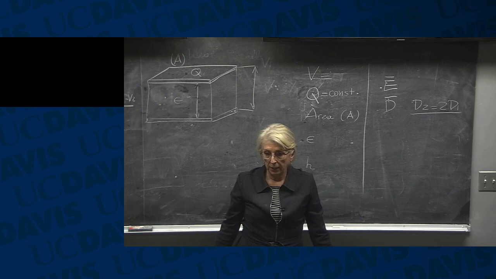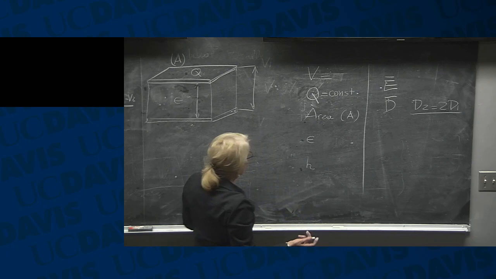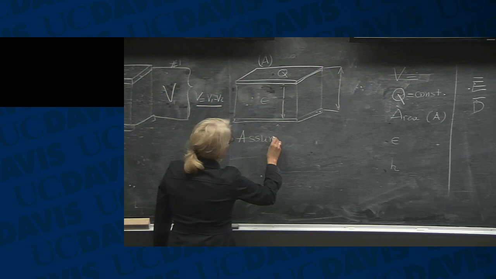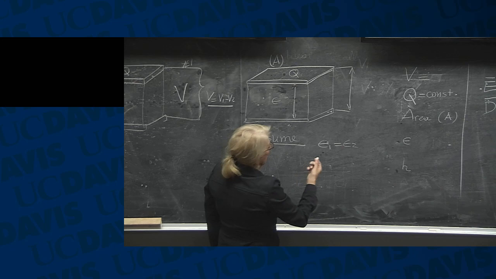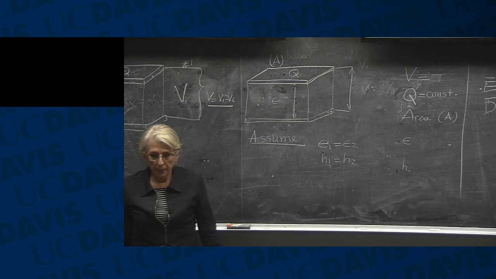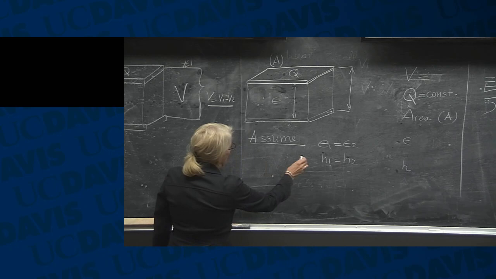So, example one. Let's assume, in addition to what the problem gave you, that epsilon 1 equals epsilon 2 for the two cases. Assume that H1 equals H2 for the two cases, and area can change. That's one possibility. You can find an answer to this.